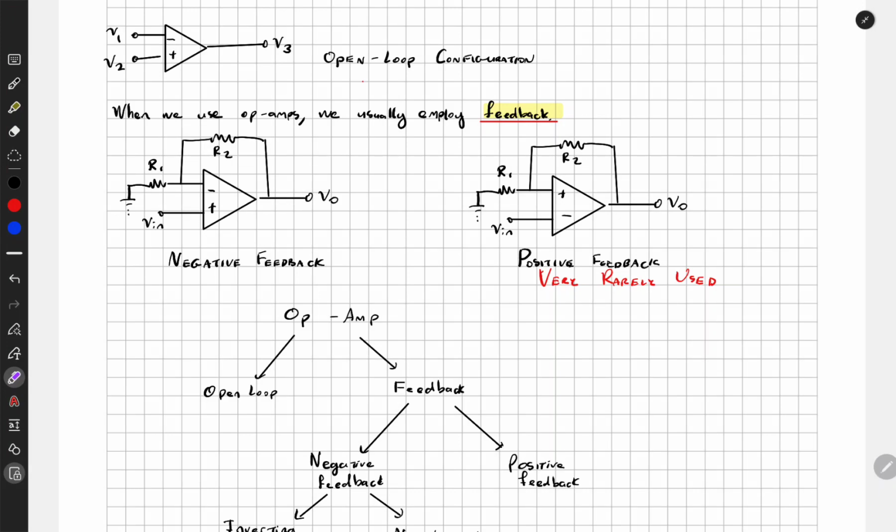Now we have learned that there are two kinds of feedback. There is the negative feedback and there is the positive feedback. In positive feedback, the output signal is fed to the positive terminal. But in negative feedback, the output signal is fed to the negative terminal. And we do not discuss the positive feedback in this chapter because it has no practical applications for the things we are trying to do.